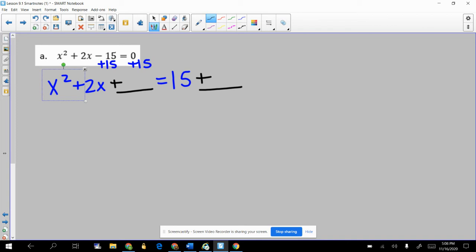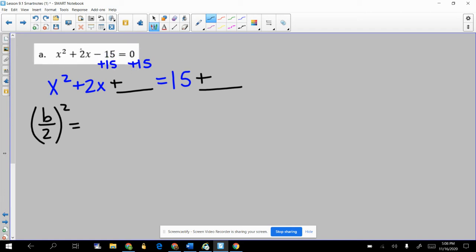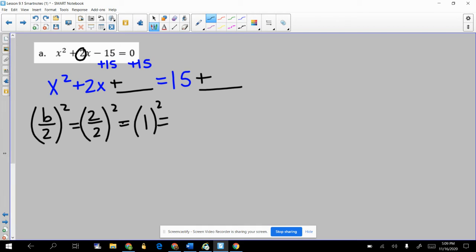Okay. Then to figure out what goes in that blank, I'm going to use my formula, b divided by 2 squared. And in this case, my b value is 2. So 2 divided by 2 squared. So 2 divided by 2 is 1. And 1 squared is just 1. So that's what I'm going to fill in those blanks.